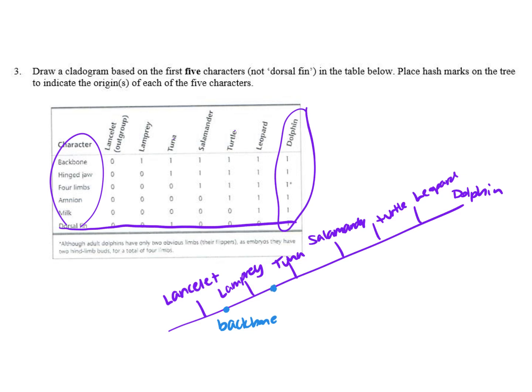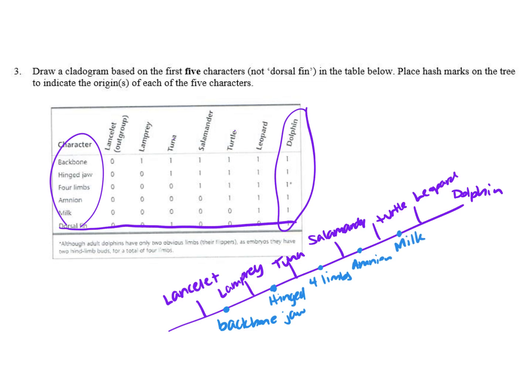The next separating trait is going to be a hinged jaw. And then we're going to do 4 limbs. An amnion, which is an amniotic sac. And then we're going to do milk.